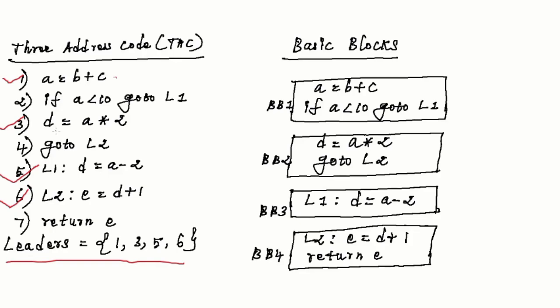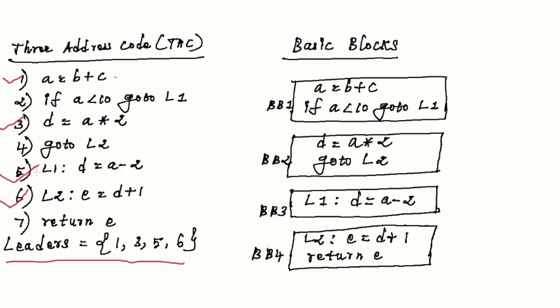Next, draw basic block 2. Start from leader 3, that is line number 3, and go till before the next leader, line number 5. It ends with an unconditional jump, goto label 2. Then basic block 2 becomes D equal to A into 2, goto label 2.